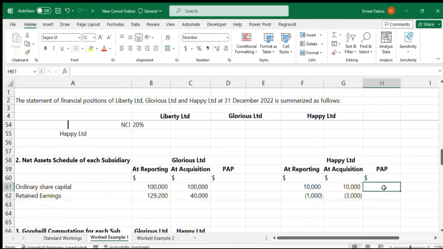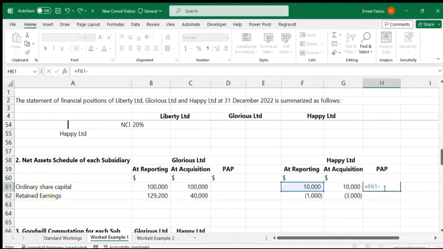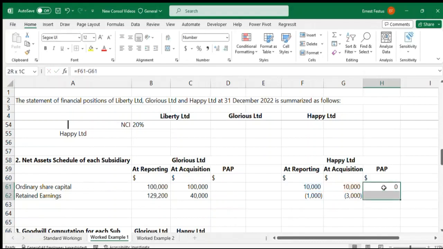And so our post acquisition profits is going to be at reporting less at acquisition. So we have 0, and then I'll copy my formula.